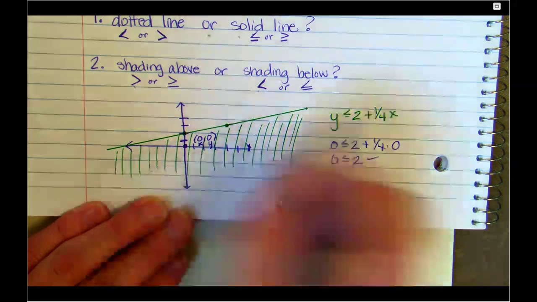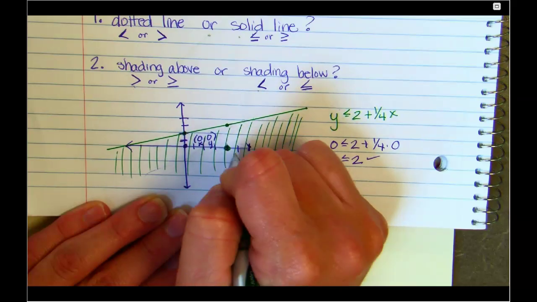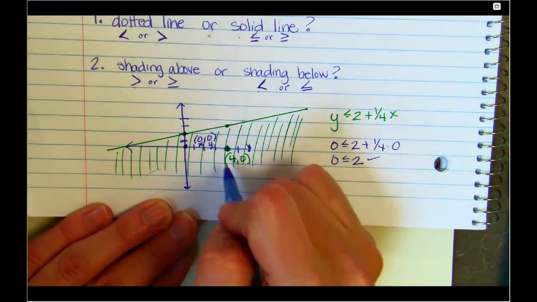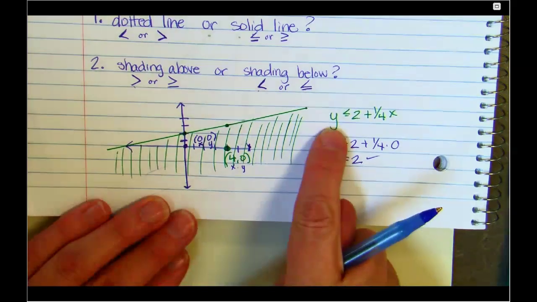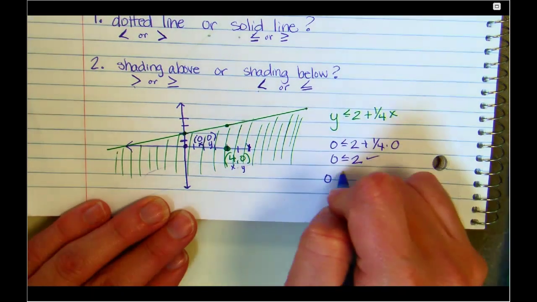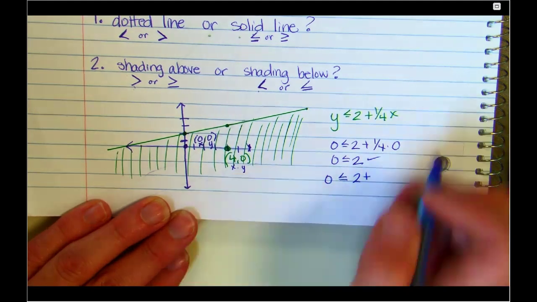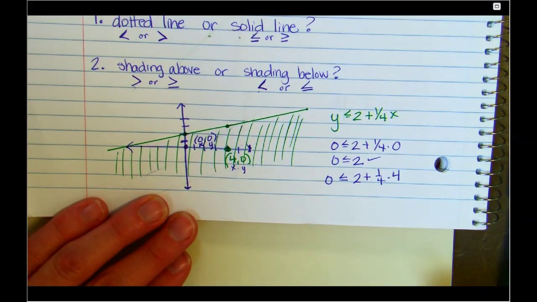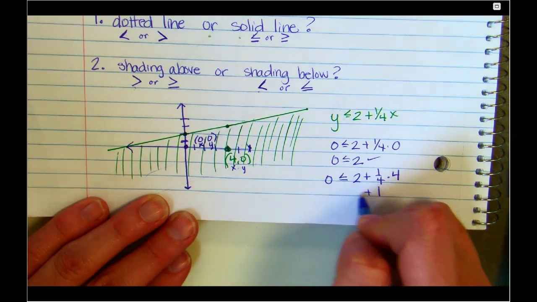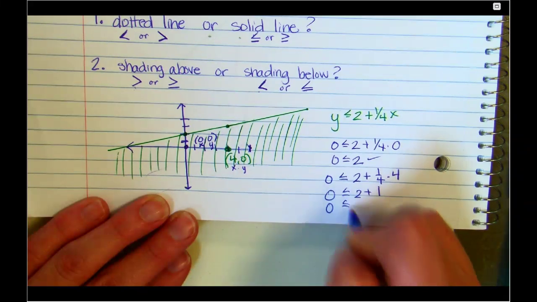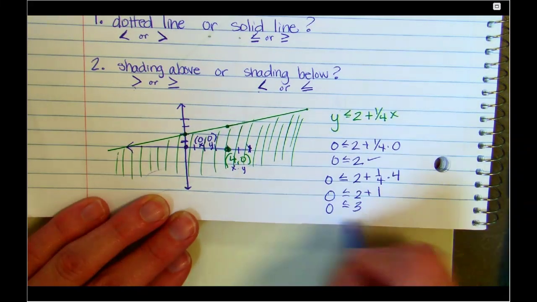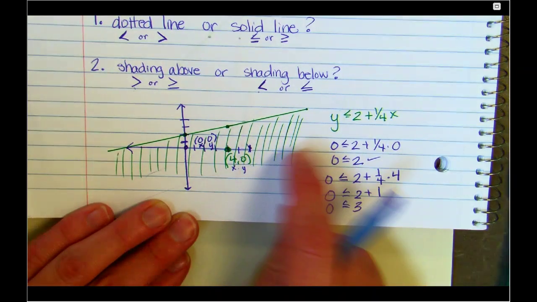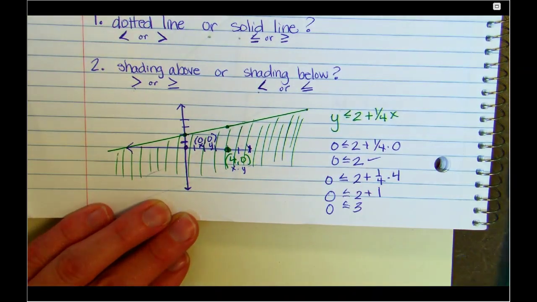Let's say we have this coordinate point right here, 4, 0. I'm trying to pick nice numbers for you. This is x, this is y. If I plug them into my equation, y is 0, less than 2 plus 1/4 times 4. What's 1/4 times 4? It's 1, in case you didn't know that. And 2 plus 1 is 3. That is a true statement. 0 is less than 3. Any coordinate point you pick down here, when you plug it in, you will get a true statement.